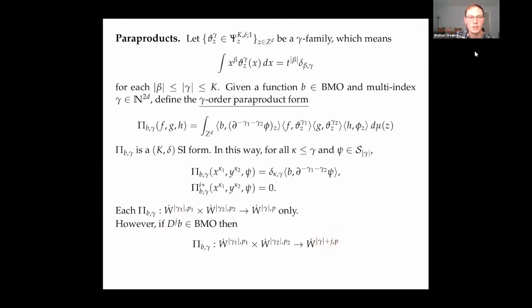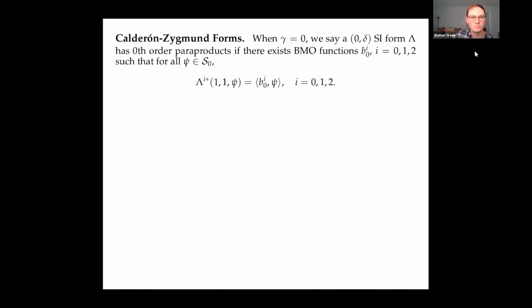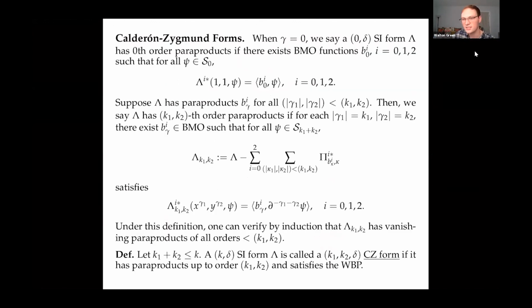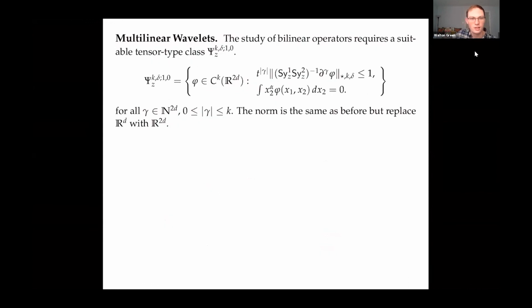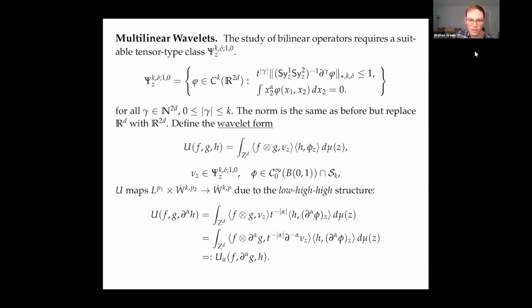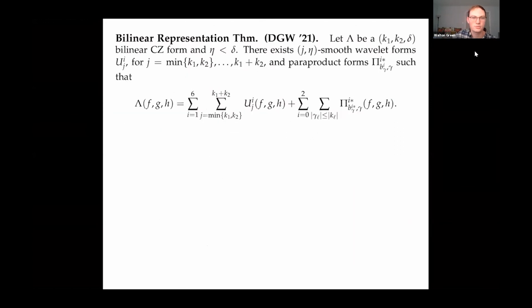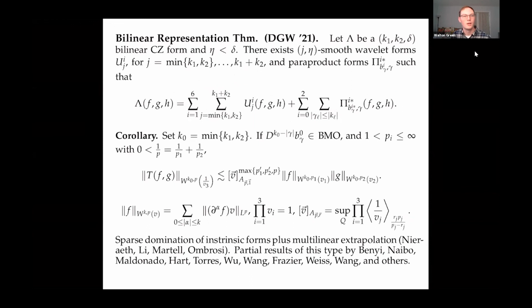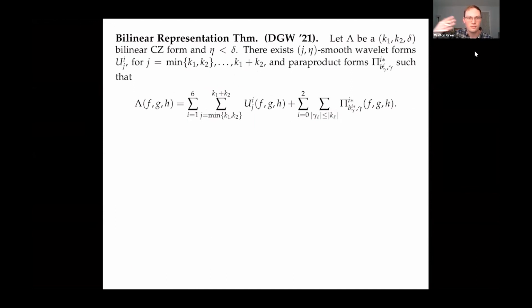Okay, so I'm out of time, but I've got through all the setup. Let me skip to the theorem. A Calderon-Zygmund form has paraproducts. That's the definition. We also have the multilinear wavelet forms, which we already discussed. So the bilinear representation is that if we have a K1, K2, delta Calderon-Zygmund form, where K1, K2 are the two different smoothnesses in each of the variables, then we can find smooth wavelet forms starting at this smoothness going up to the top. And then we have the paraproduct forms as well.